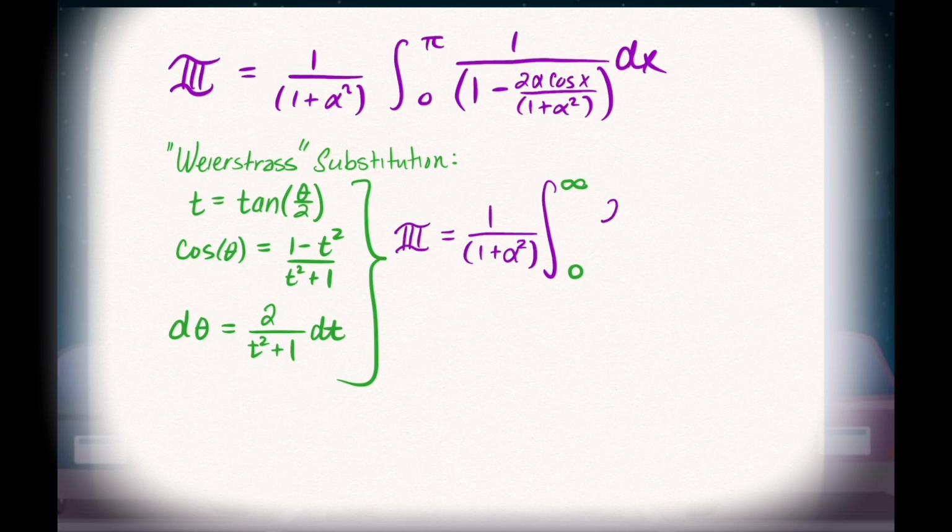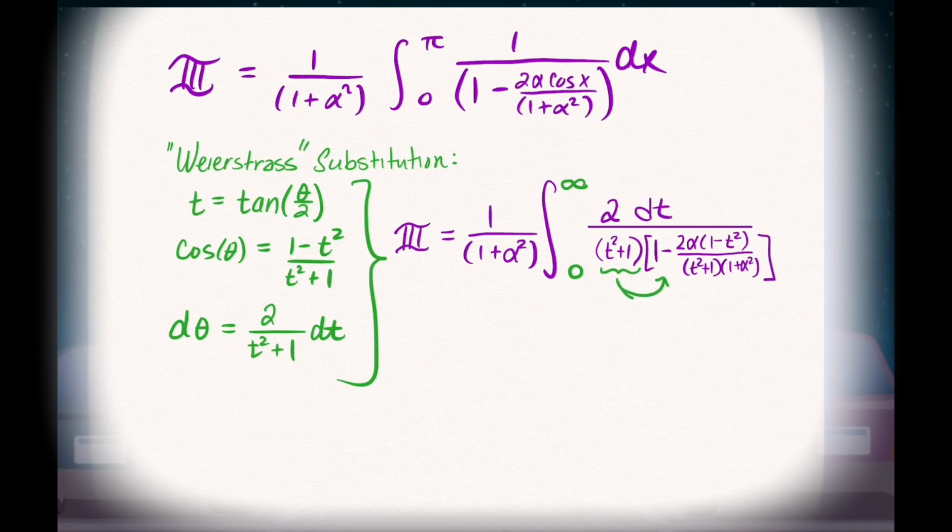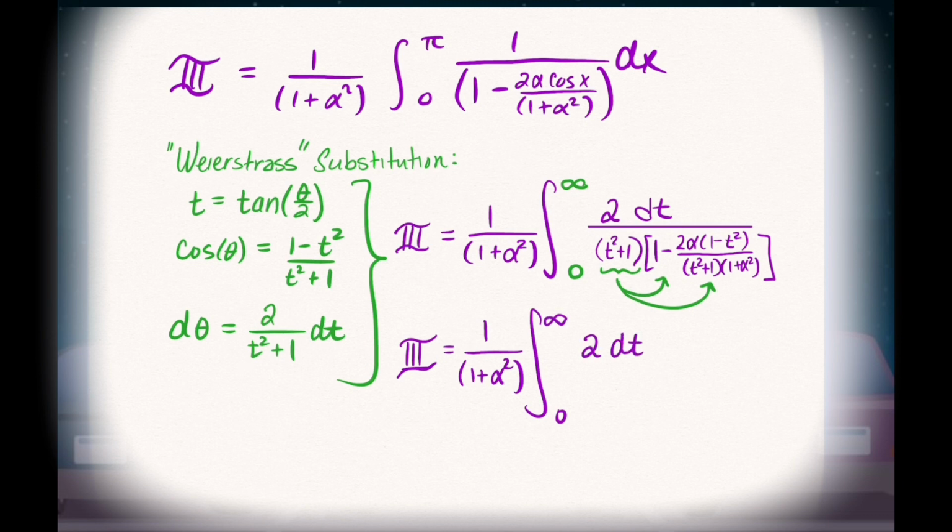The integration bounds will switch to 0 to infinity. And rewriting the denominator there, notice that we would be multiplying by a t squared plus 1 from the d theta part. Multiplying through in the denominator there will clean up that denominator altogether. And with a little bit of algebra, you'll see that the denominator comes out to be t squared plus 1 times alpha squared plus 1 minus 2 alpha times 1 minus t squared. And we're going to clean that up a little bit more.